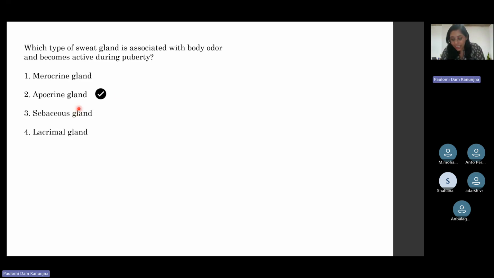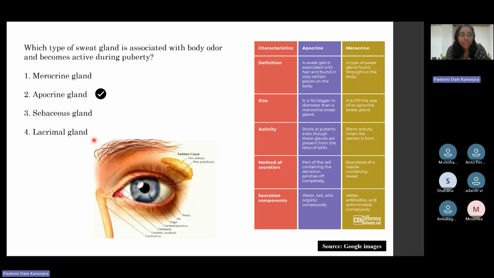And sweat glands in general produce sweat, which is for body temperature regulation. So inherently these two glands are different. The odor comes from sweat, and this gets activated during puberty. Sebaceous gland is for sebum secretion. What are the other terms? Lacrimal glands are for tears, and they are present in your eyes, just above the eye, like the eyelid, and they are responsible for tears.